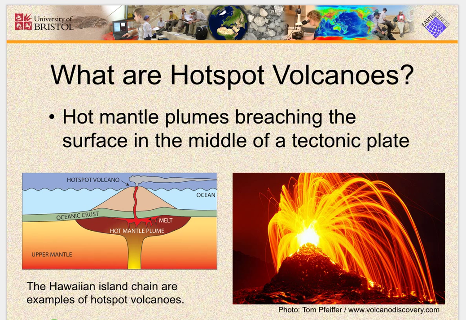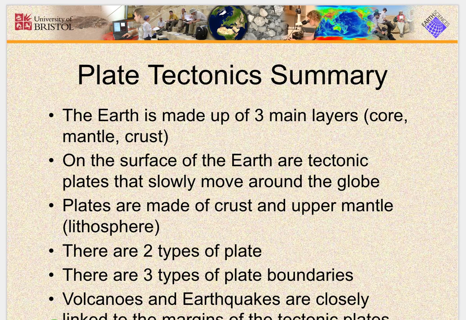Okay, I think we're going to stop there. We'll do a quick summary. Basically, the Earth is made up of three main layers: the core, the mantle, and the crust. And on the surface, in the lithosphere of the Earth, are tectonic plates that slowly move around the globe. Okay? The plates are made up of the crust and the upper mantle, which we just said was the lithosphere. There are two types of plates, continental and oceanic plates, and there's three types of boundaries: convergent, divergent, and transform. Volcanoes and earthquakes are closely linked to tectonic plates. So those are the main facts you need to take away from this lecture.